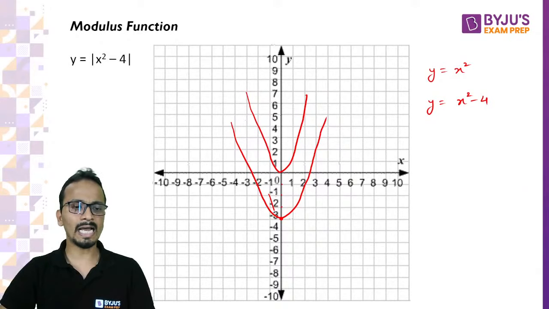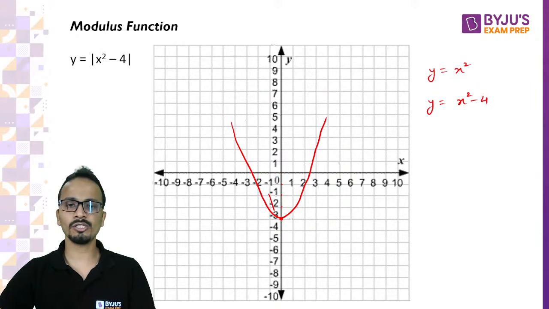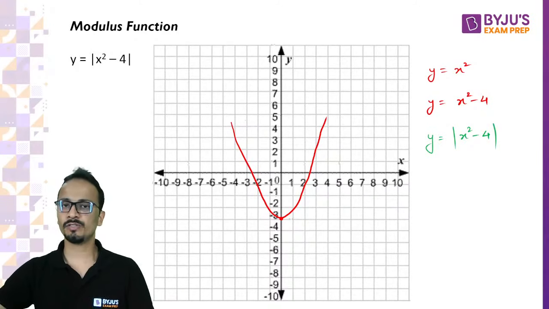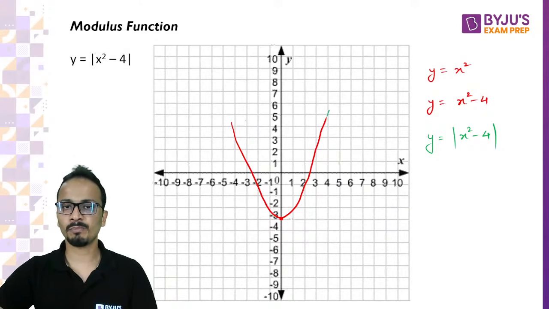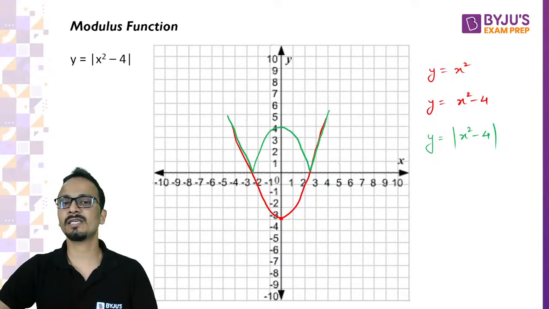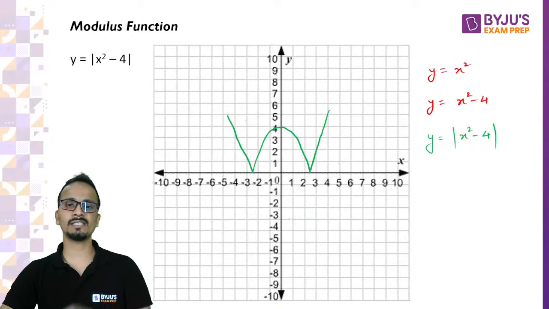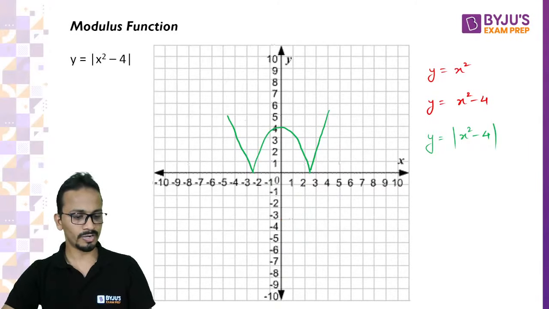All right, and if you take the modulus of this function, that means y equal to modulus of x square minus 4. Again, the portion which is above the x-axis will remain as it is and the portion which is below the x-axis will be reflected, and the graph will be like this in the green color. The red graph will be completely removed and this is what you'll be left with.